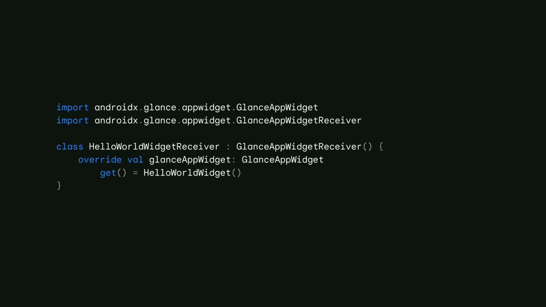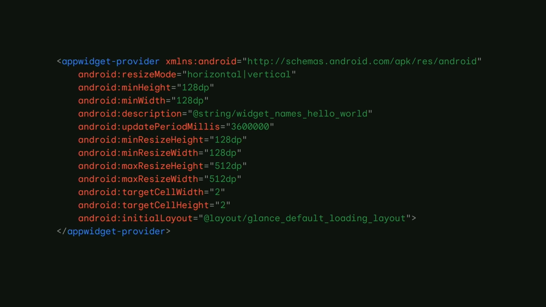Next, let's extend Glance app widget receiver. This class is an extension of app widget provider that uses our widget to generate views when needed. Glance app widget receiver implementations are required to provide a value for the Glance app widget property. This should be a no arguments constructor of your Glance app widget class.